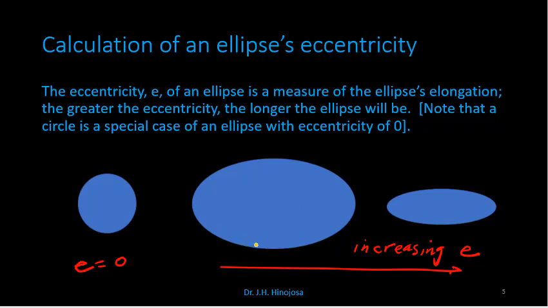Here we have an increasing eccentricity, and here we have the largest eccentricity. So we're going from 0 eccentricity to increasing eccentricities. Again, the eccentricity is a measure of the ellipse's elongation.